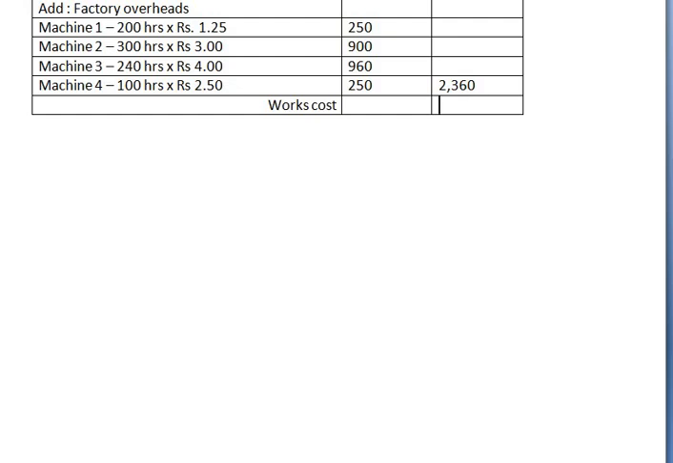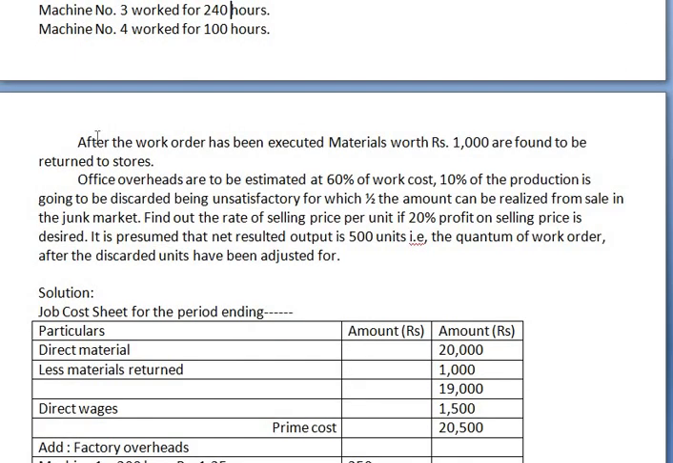Now add this amount to prime cost, that is 22,860. The next is add administrative overheads. Okay. Now go through the problem, what information they have given.